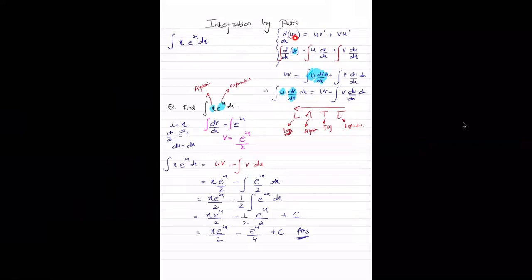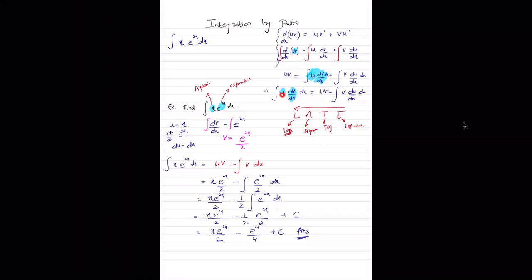The differentiation of uv is uv prime plus vu prime. If you integrate all the sides, you are going to get that the integration of the derivative of uv is simply uv, which equals the integration of u dv by dx plus the integration of v du by dx. If you rearrange this and make this the subject, you're going to get uv minus the integral of v du.